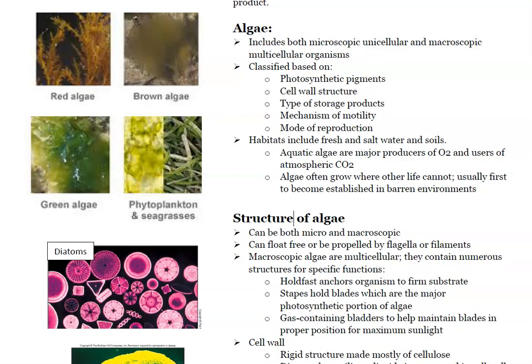Algae can be both micro or macroscopic. They can float free or be propelled by flagella or filaments. Macroscopic algae are multicellular. They contain numerous structures for holding specific functions. They have holdfast anchors, which the organism uses to attach to a substrate. Stipes hold the blades, which are the major photosynthetic portion of the algae. That's kind of like the leaves of a plant. Gas-containing bladders help maintain blades in the proper position for maximum sunlight. And we have red algae, green algae, brown algae, and phytoplankton and seagrasses.